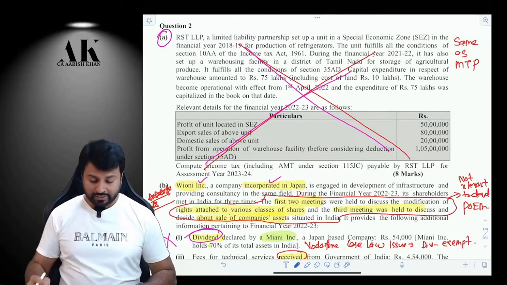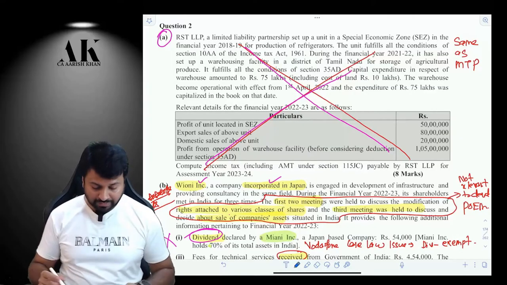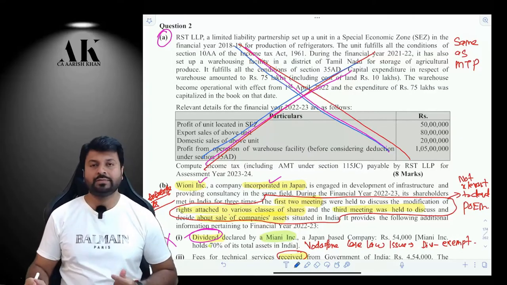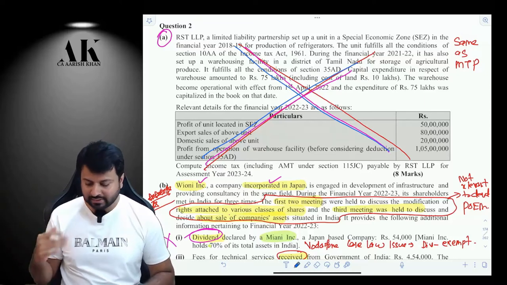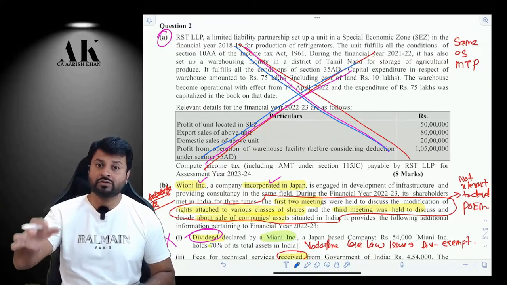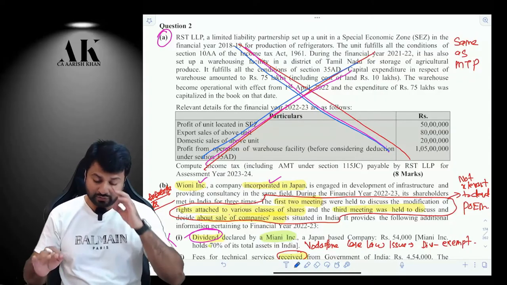So now let's move on to the next question. In question number 2, there are two parts. The first part is absolutely the same as what we have done earlier in MTP. You can check it. This is the same question we have done earlier. So I am not repeating the same question once again. It is the same with the amounts also. Everything is the same. You can check over there in the MTP.